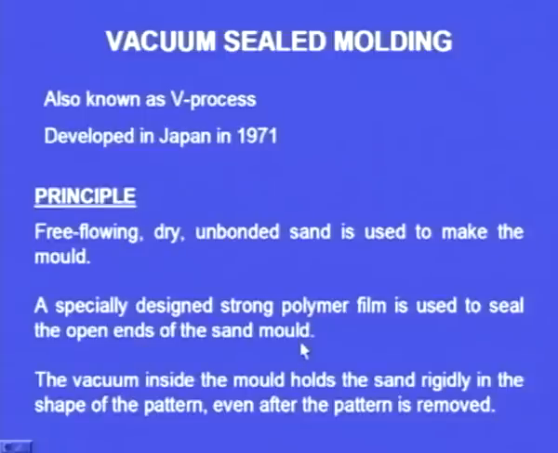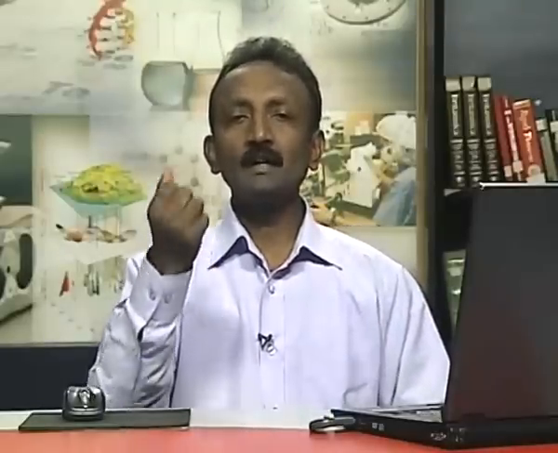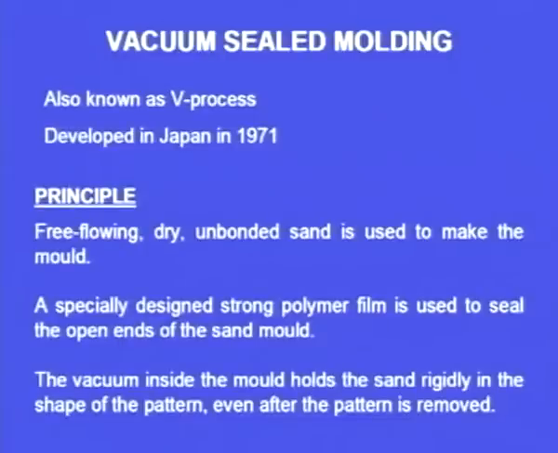We use a strong polymer, with that we seal the mold and we apply vacuum. The vacuum inside the mold holds the sand rigidly. In the case of the conventional sand casting process, we add clay and binders. This clay and binder will hold the sand together and retain the shape. Here the vacuum rigidly holds the sand so that the given shape is retained. Even after the pattern is removed, the vacuum retains the shape.